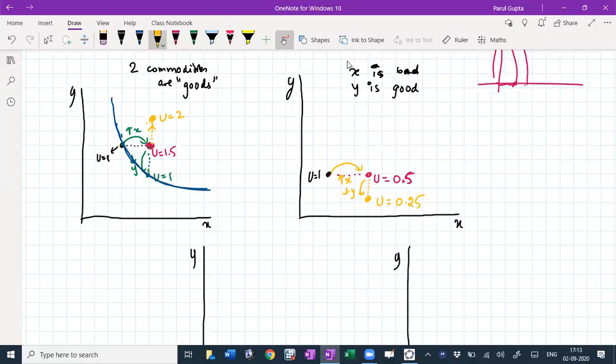So in this case, when x is a bad and y is a good, instead of moving in this direction, if I move in the opposite direction, then I have given you more x, which you don't like, but I'm also compensating you by giving more y, which means that's going to increase your happiness. At some point you will reach the same utility as 1 where we started from, because all these points will give you higher utility than 0.5. So at some point you will also get a utility equal to 1.